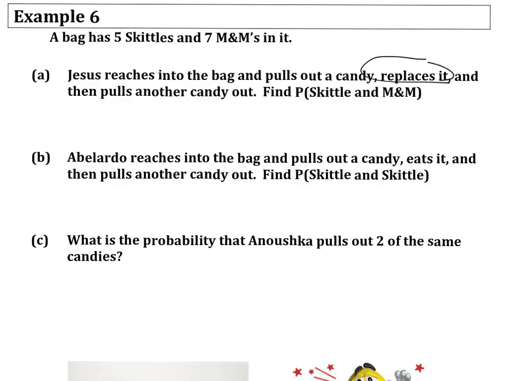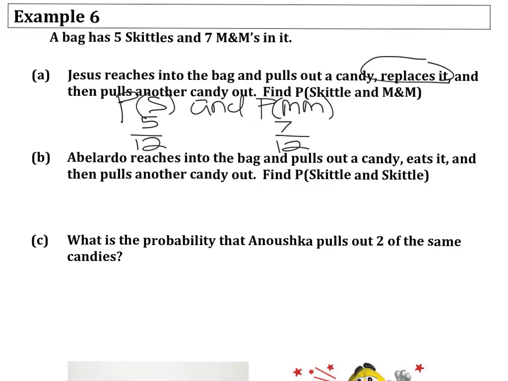So it's important to note that it says that he is going to replace the candy, all right? We want to find the probability of picking a Skittle and the probability of us picking an M&M. The probability of Skittle would be that there are 5 out of 12 total candies in the bag. Since he's going to pick one thing, then put it back, there would still be 12 items left for the second pool, and there are 7 M&Ms in the bag, so we would still have 7 M&Ms in the bag. And means to multiply with probability, so we would be doing 5/12 times 7/12.